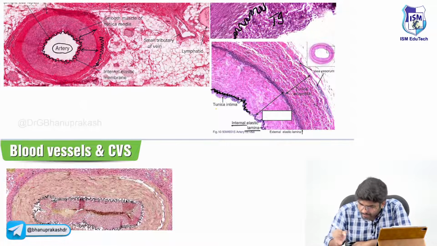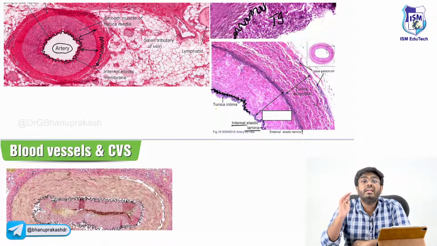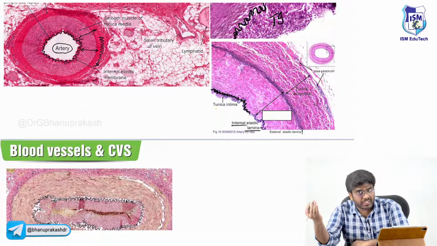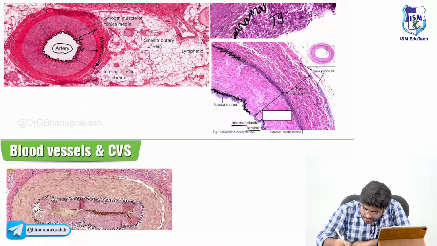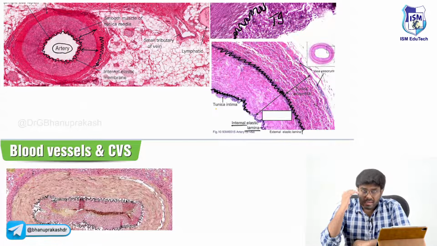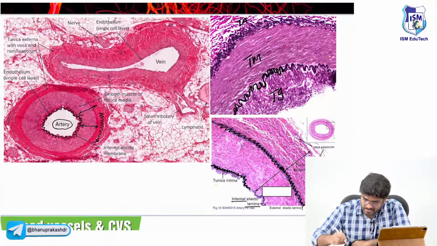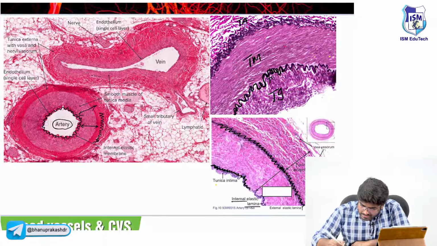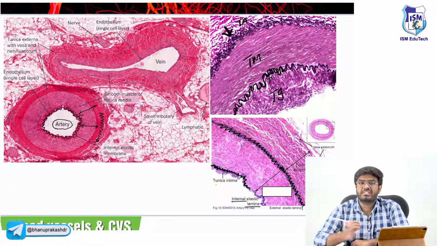Look, internal elastic lamina. And between the tunica media and tunica adventitia, there is one more layer present, this blue colored layer. This wavy layer which I am highlighting right here is also an elastic lamina, but that is the external elastic lamina. This one is the internal elastic lamina, and here is the external elastic lamina.